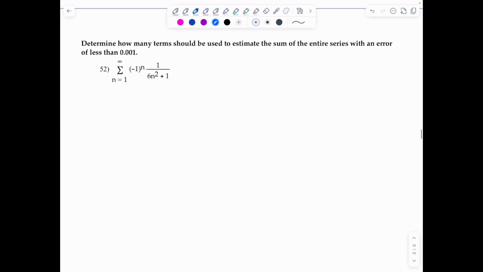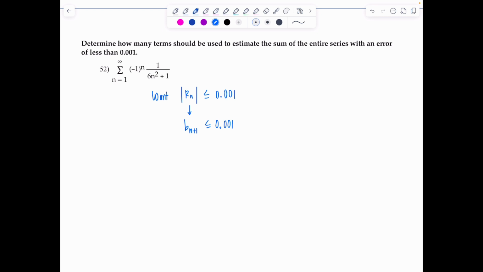All right, last one. Determine how many terms should be used to estimate the sum of the entire series with an error of less than 0.001. Okay, so we want the error from summing up the first n terms to be less than or equal to 0.001. I know that the error is always less than or equal to b sub n plus 1. That better be less than or equal to 0.001.